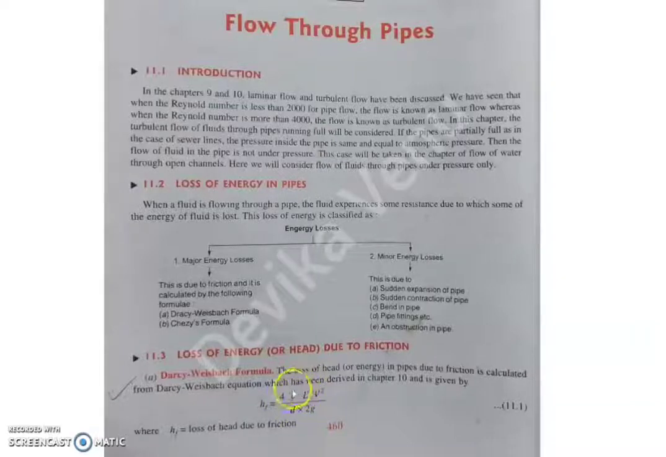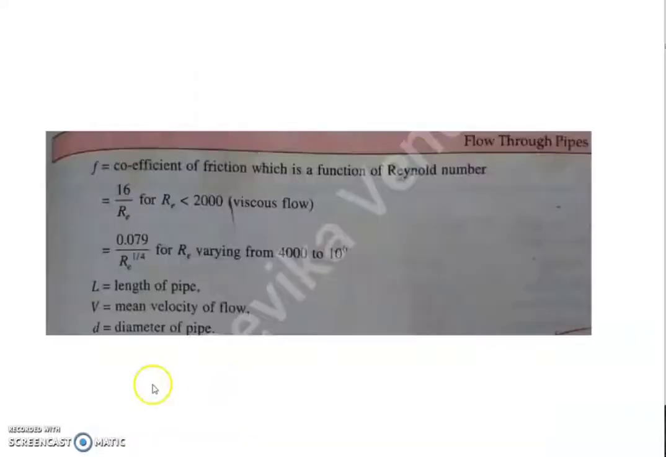If f is not given in the question, at least the Reynolds number will be given, and I'll show you the equation to find the coefficient of friction using the Reynolds number. Here you can see the equation for the coefficient of friction, which is a function of Reynolds number. If the Reynolds number is less than 2000, that is viscous or laminar flow, and the equation is 16 divided by Reynolds number. If it is between 4000 and 10 raised to 6, the equation is this. So you can find the friction factor. All the other details are the dimensions of the pipe and the mean velocity of flow, capital V.